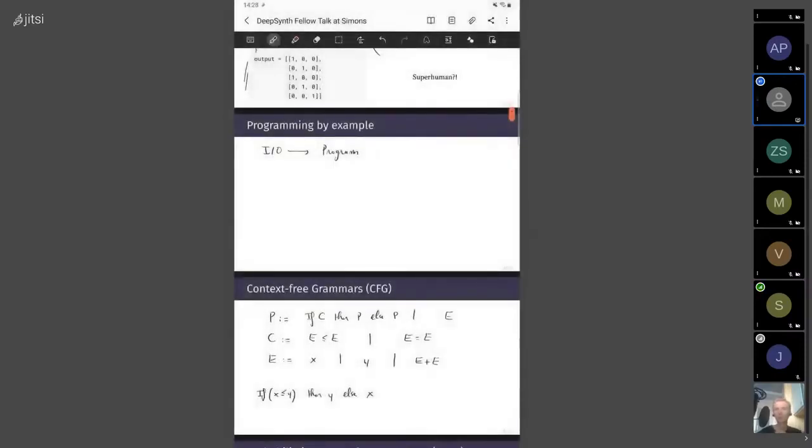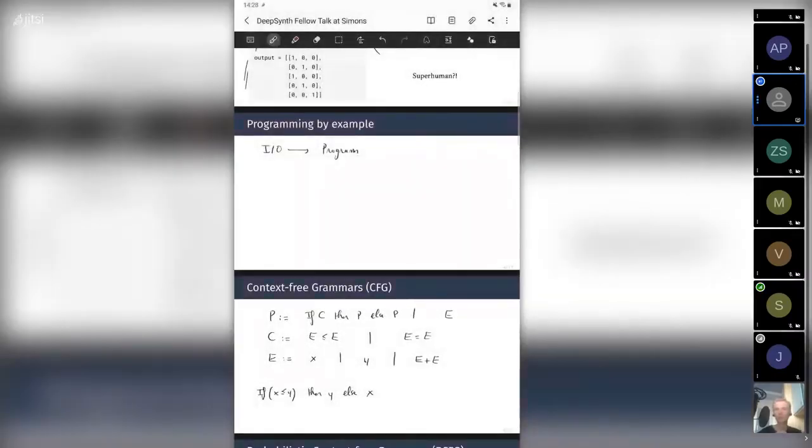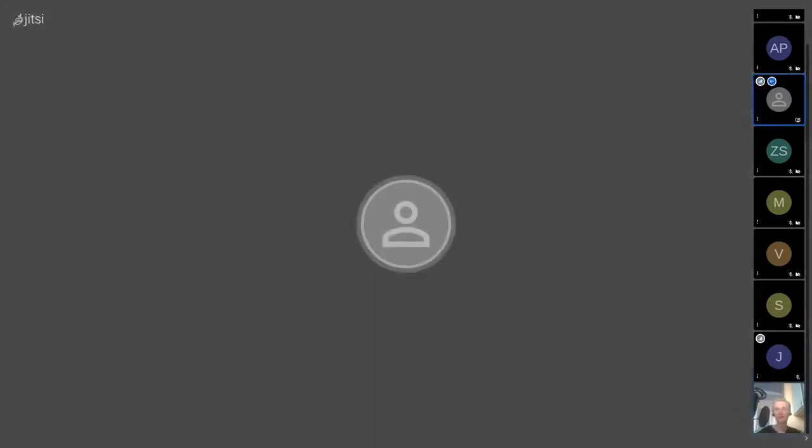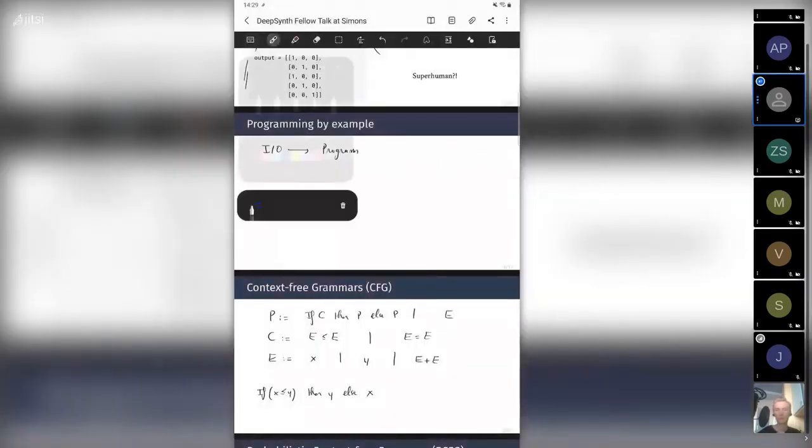Another point is that I'll be using a DSL, and although this is not what Vadim wants to do, in many cases DSLs, domain-specific languages, are a good place to start because those are very simple programming languages that are very specific to the task that you want to look at. And because they're very specific, they will be much easier to search through. And that makes the whole solution more efficient towards solving a particular task.